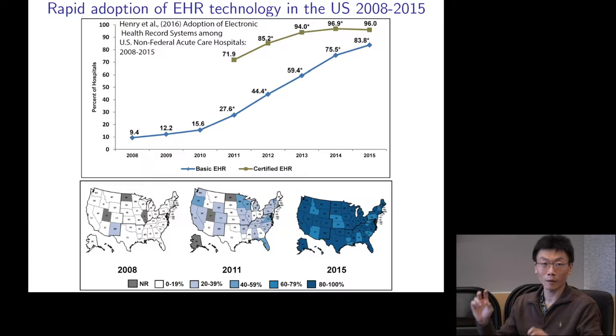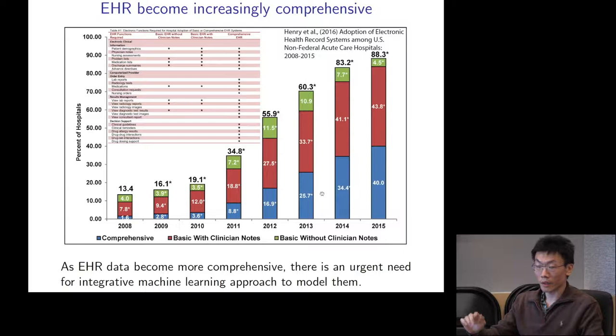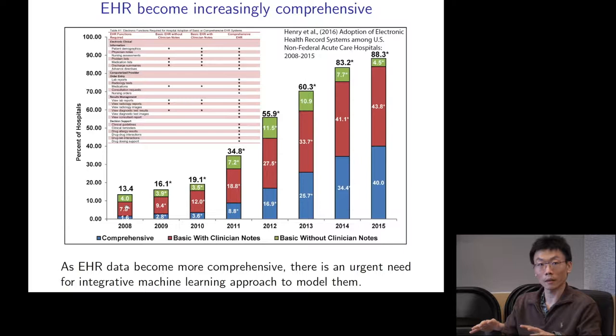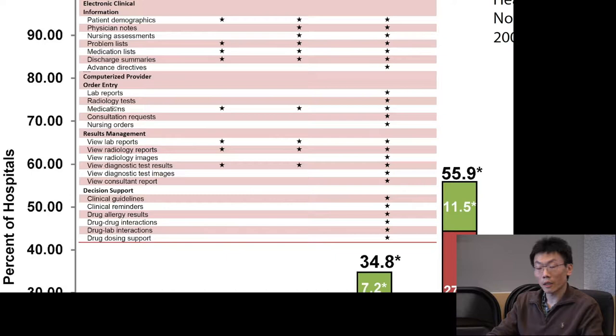If you look in more detail, the EHR has become more and more comprehensive. In 2008, the red ones are the basic ones with only clinician notes, essentially the doctor typing some information on the computer. These were mostly the information that constituted the EHR data. But then you see a sudden increase in 2015, when the data became much more comprehensive, which is summarized in this blue bar. What does this blue bar include? It includes many different data types. Let me zoom in a little bit. This includes radiology, medications, nursing orders, results, lab reports, and many, many different data types. So the data has become very comprehensive, if you will.